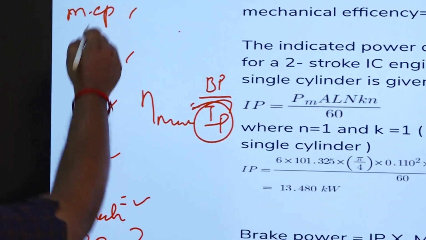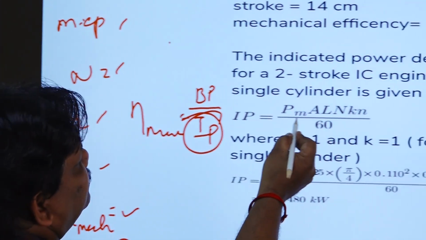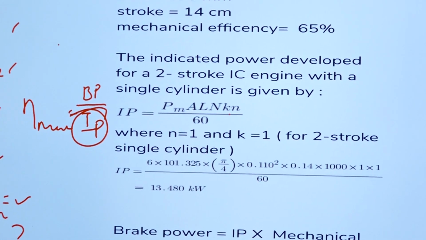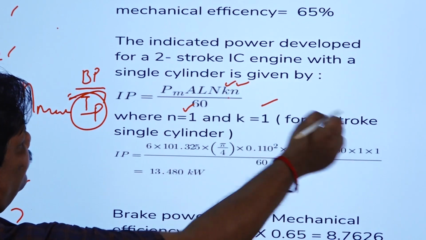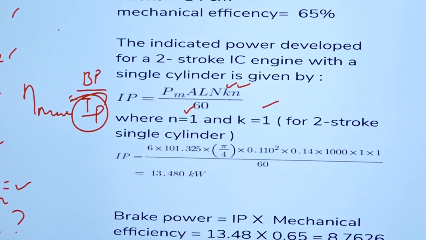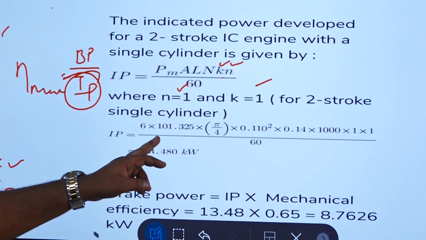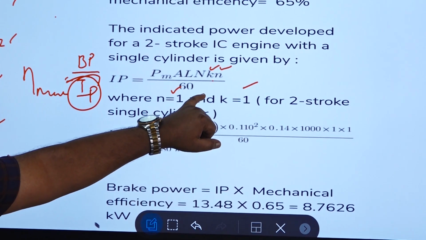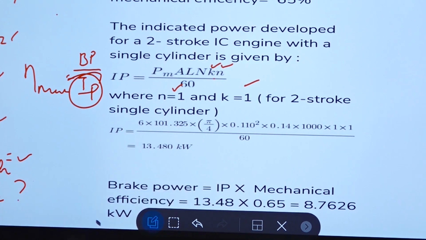So based on these data, MEP, N, D, L, the indicated power is P_m A L N K divided by 60. This is the formula. Here N is equal to 1, and K is equal to 1 for the two-stroke single cylinder. So you substitute all the other values: the mean effective pressure, the area, the length, then the speed, divided by 60. If you substitute, you will get the value of the indicated power.